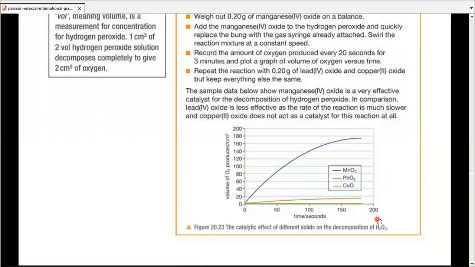You would find 3 lines: copper oxide at the bottom with a green line, lead oxide, it's actually lead 4 oxide, PbO2, with a line almost closer to the x-axis. This one is probably orange, and then there is a blue line for MnO2, which is giving us a really good volume of oxygen produced. It gives us an idea which catalyst is working the best. So which one is working the best according to your idea?